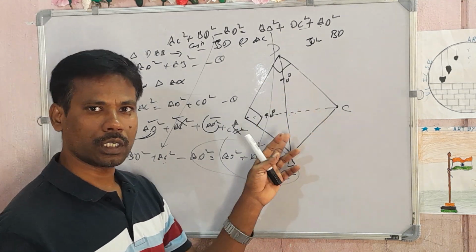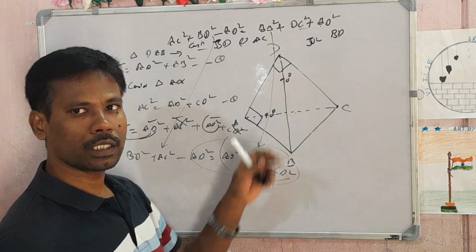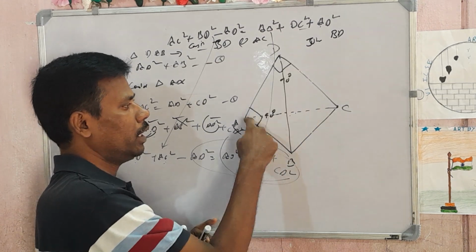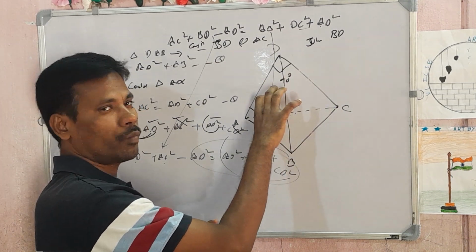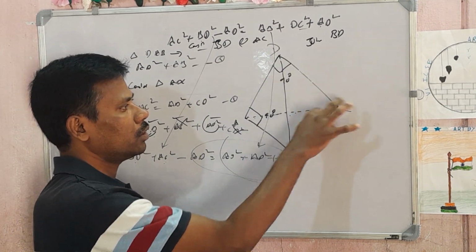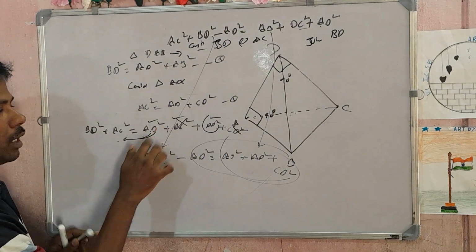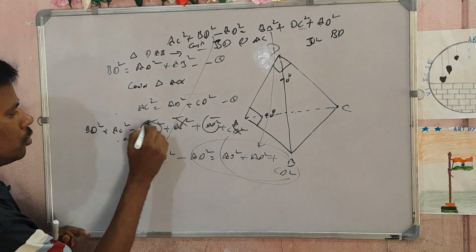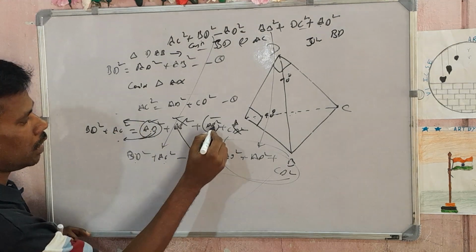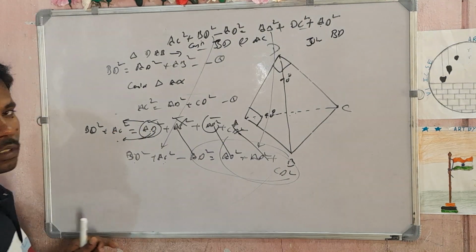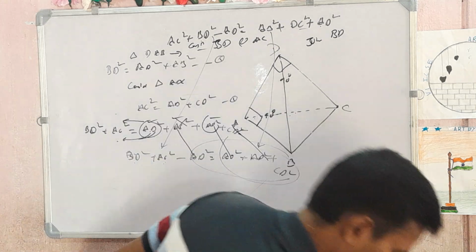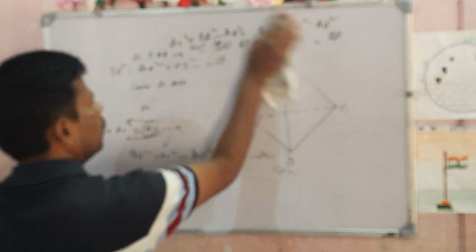Once again, ABCD is a quadrilateral. Angle A and angle D are 90 degrees, given. So you need to join BD and AC. Then apply the Pythagoras theorem for this triangle, and for this triangle. Then BD and AC remain the same. Bring this term to this side. Then AB here, AD here, CD here. That's it. Very simple. Next.